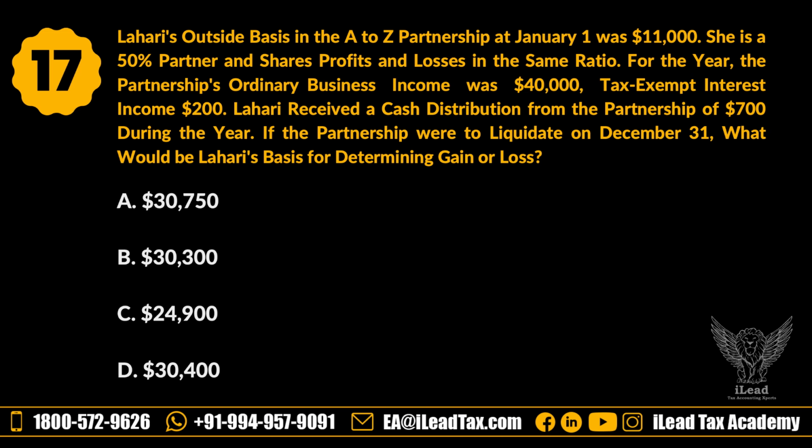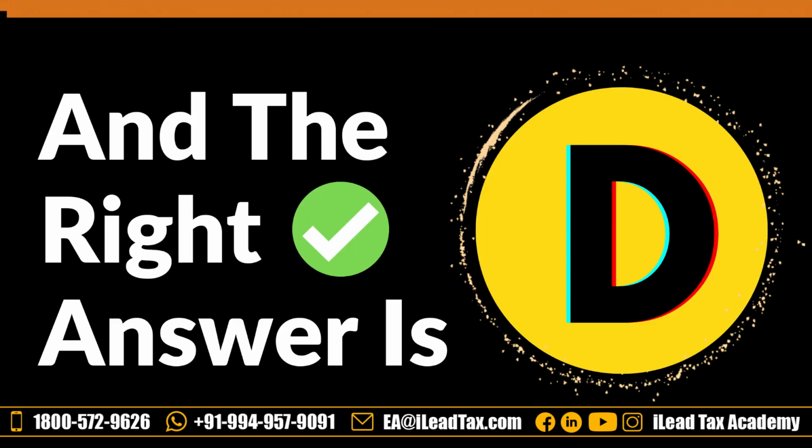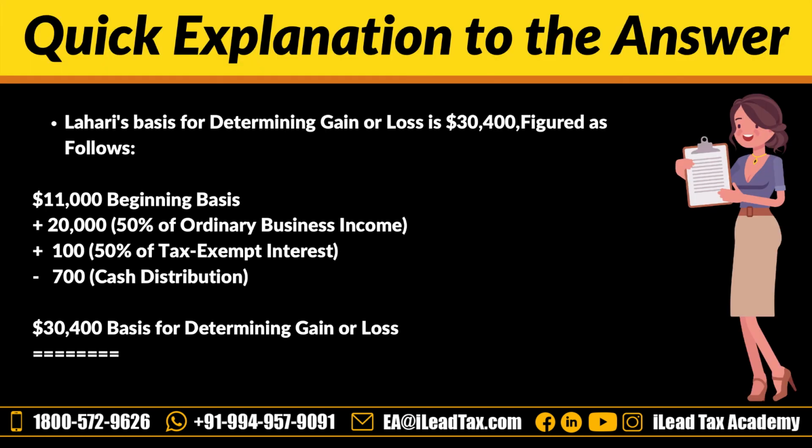A. 30,750, B. 30,300, C. 24,900, D. 30,400. Let's see the answer. The answer is D, 30,400. Let's see why it is D. Here Lahari's initial outside basis is 11,000 and her percentage is 50%. The partnership's business income is 40,000, tax exempt income is 200, and the distribution is 700.